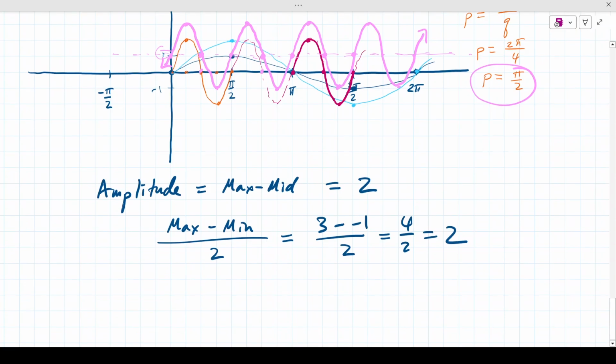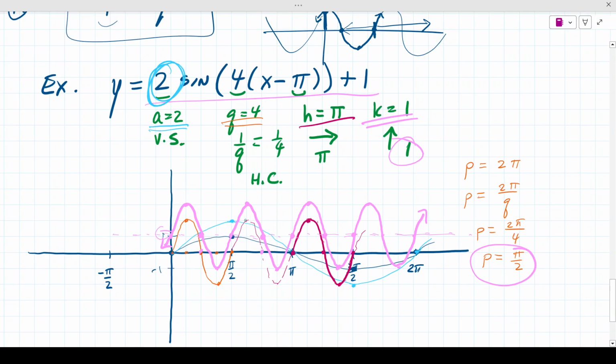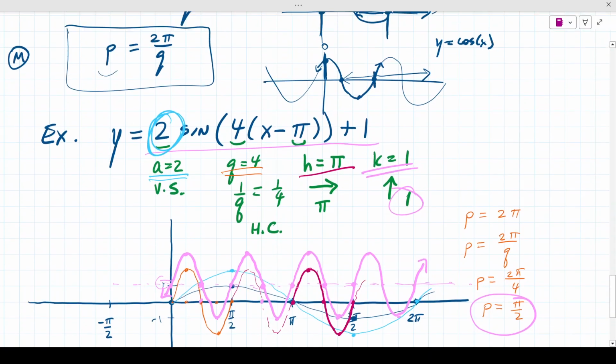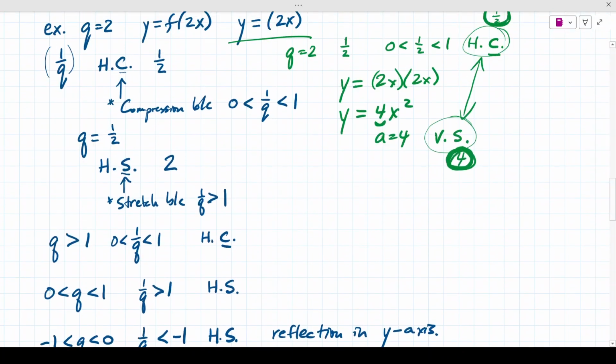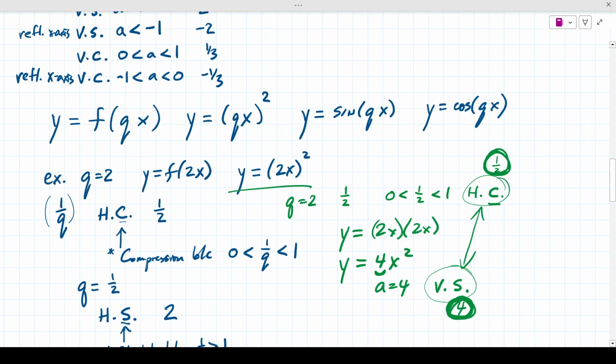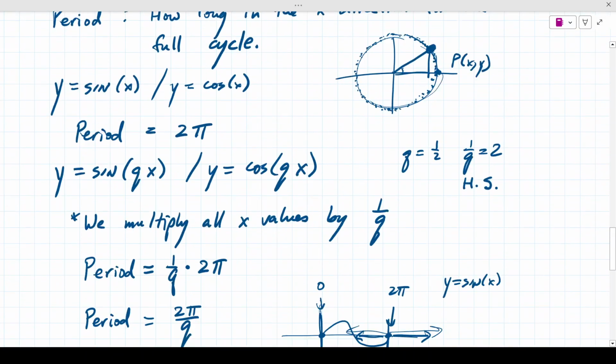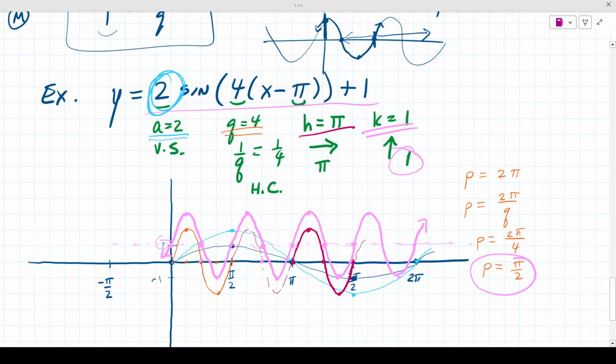So if you have A, you can say, oh, that's my amplitude for a sine or cosine function, for a sinusoidal, okay? And the reason why you can just pick off A is because Q has no effect on the height of the function. This is different from a quadratic, for example. Remember, with a quadratic, these things are related. For sine and cosine, they are not. Okay, so A itself is the amplitude.